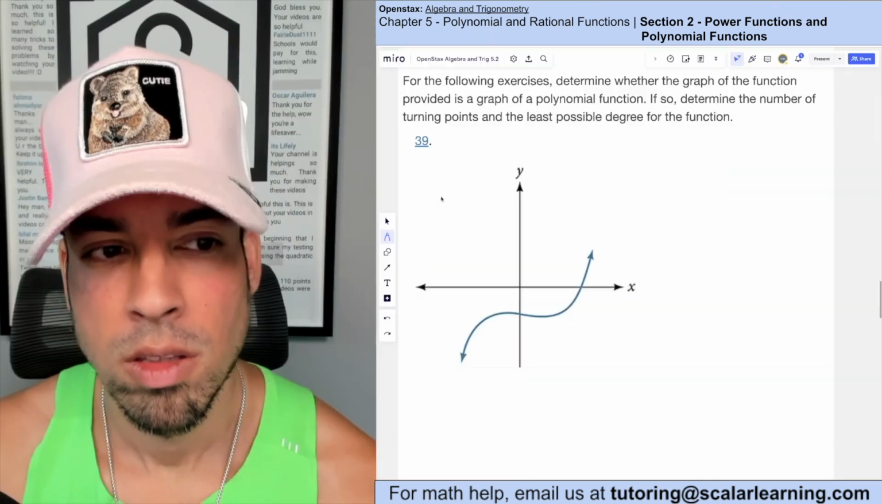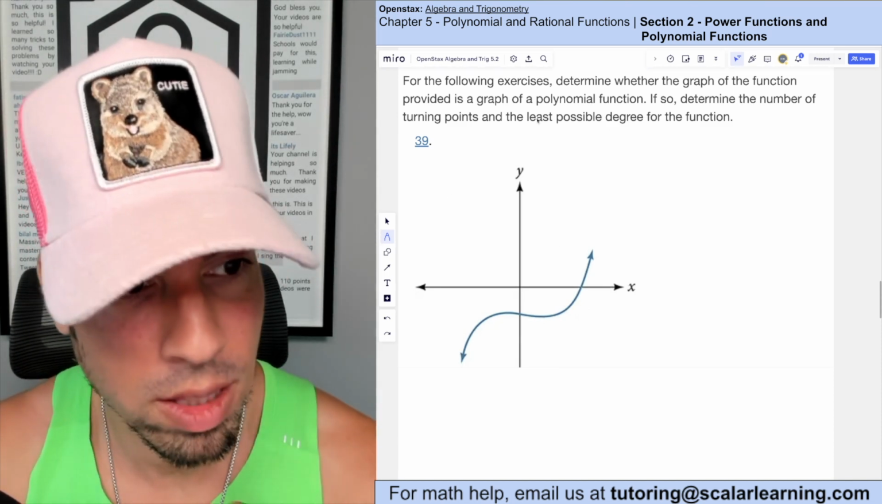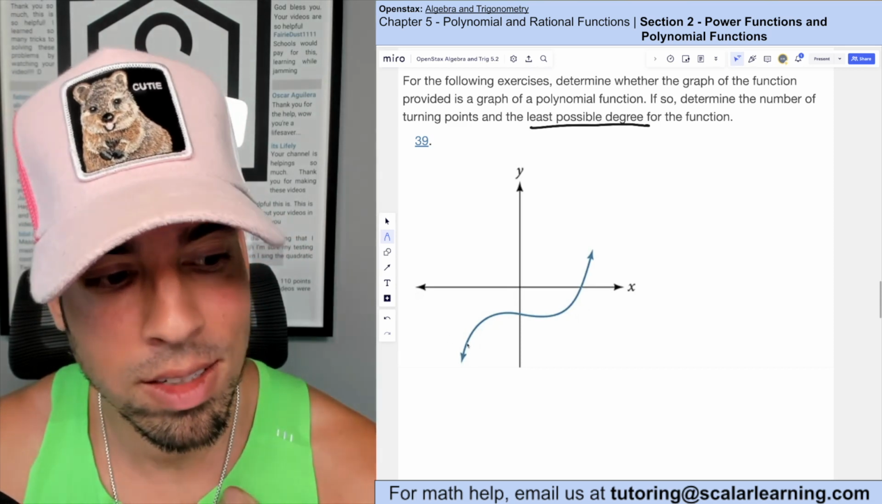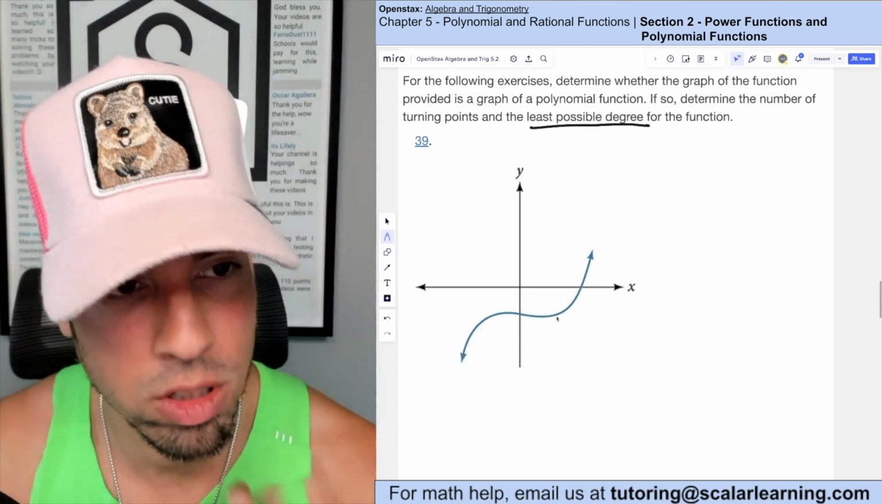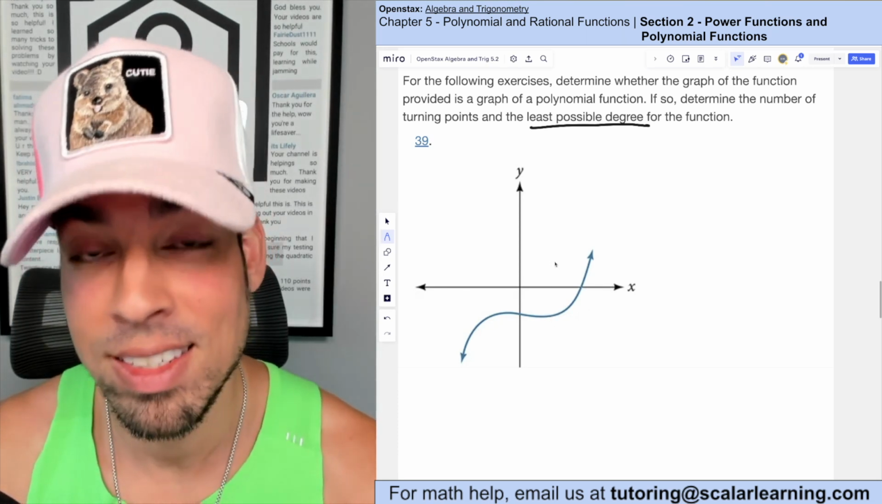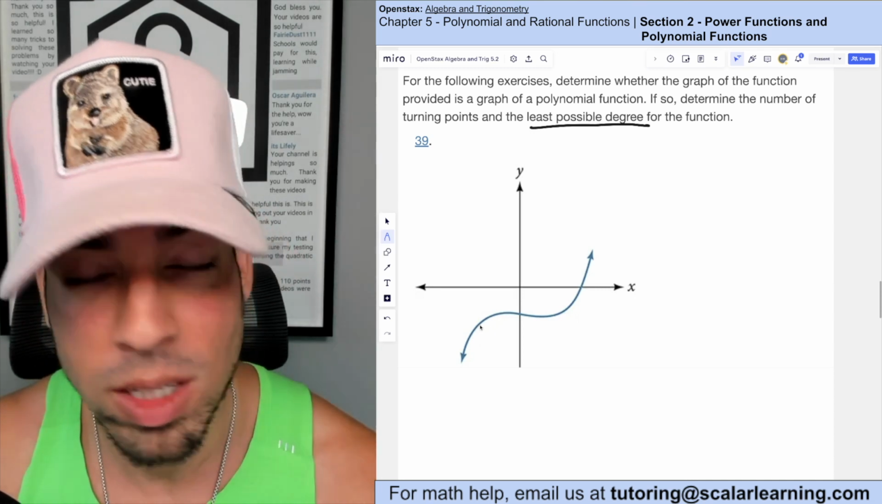Boom, done. This question asks if this is a graph of a polynomial, and if so, what is the least possible degree? And this is definitely a polynomial. It's continuous. You see how it kind of goes along. It's got these turns. So this is the indication that it is indeed a polynomial. But to get that least degree, we're going to look at the number of turns.